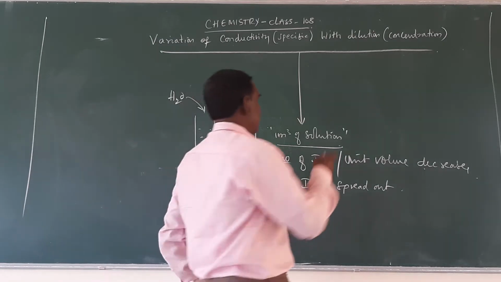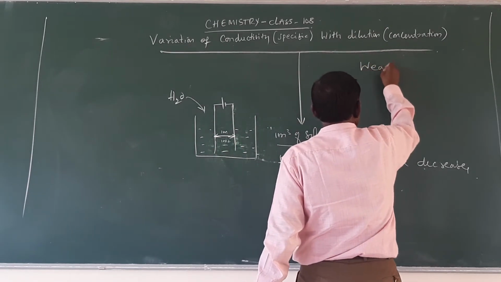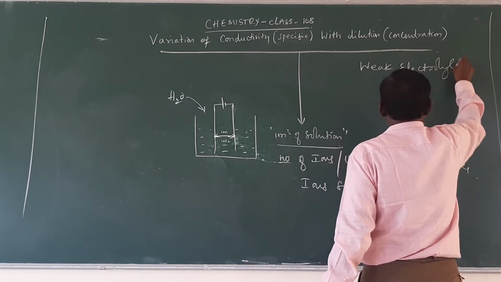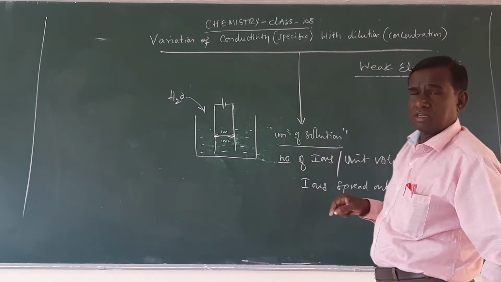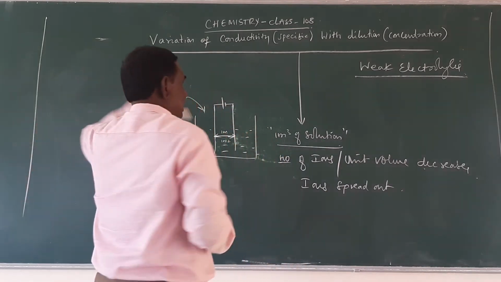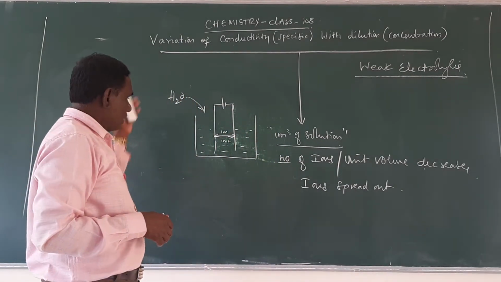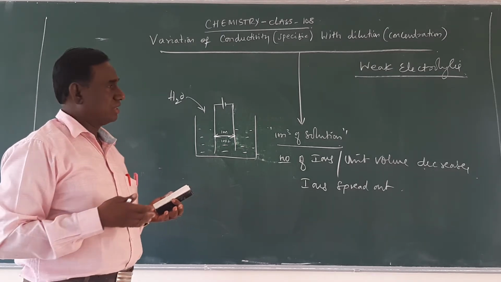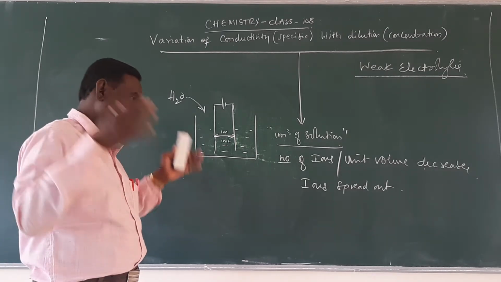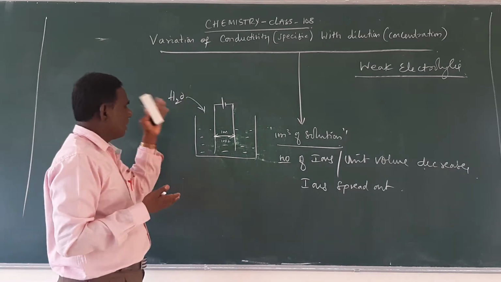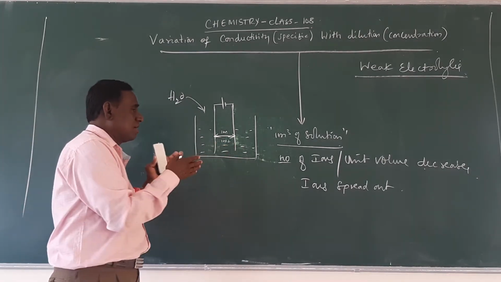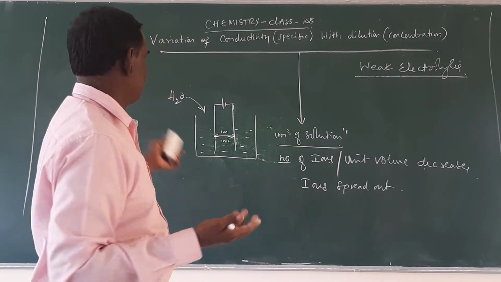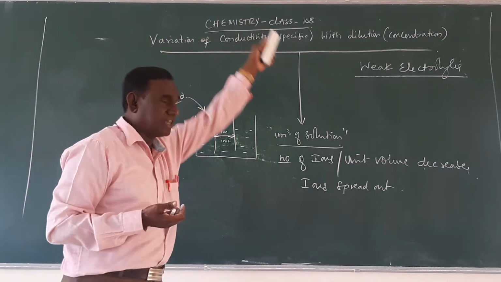Even for weak electrolytes, when water is added, the weak electrolyte dissociates, giving more ions. But as the water is added, the number of ions present in between two electrodes decreases. Therefore, specific conductivity decreases.